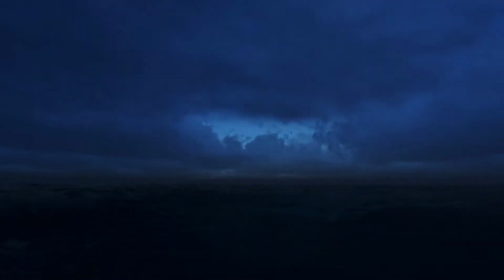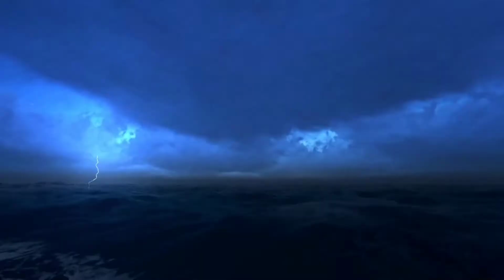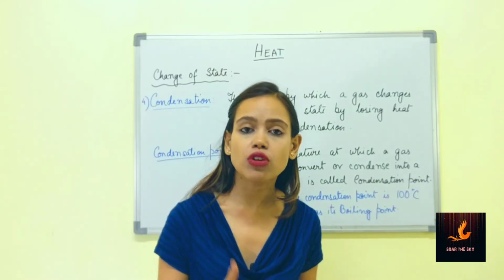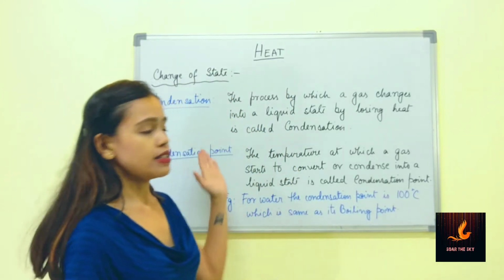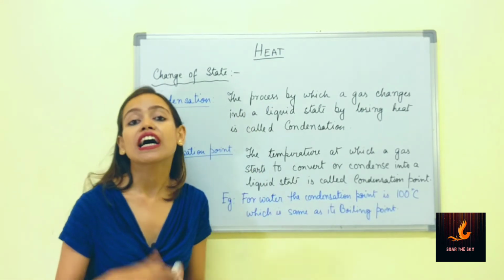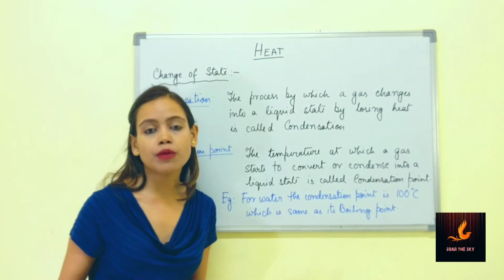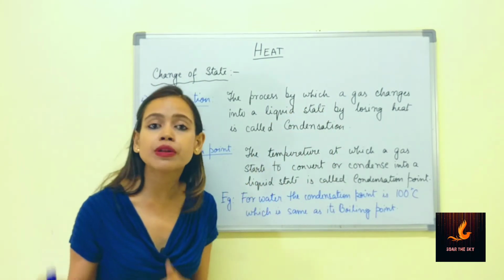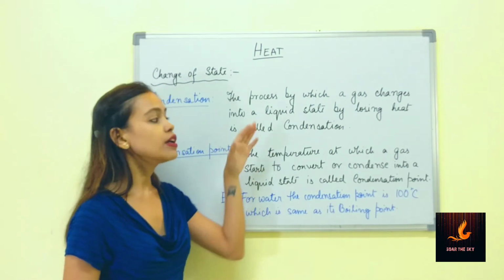So this is how evaporation occurs, and it also plays a significant role in the water cycle that occurs in nature every day. The fourth change of state is condensation. What is condensation? The process by which a gas changes its form into a liquid by losing a considerable amount of heat is called condensation.